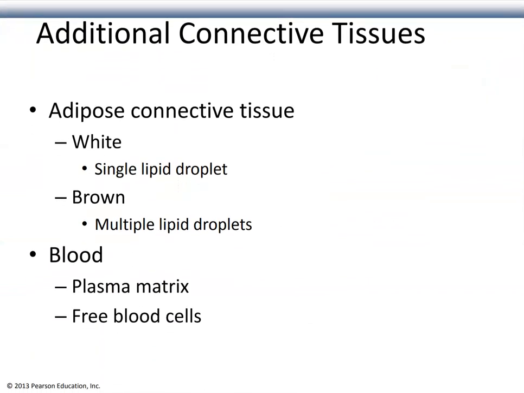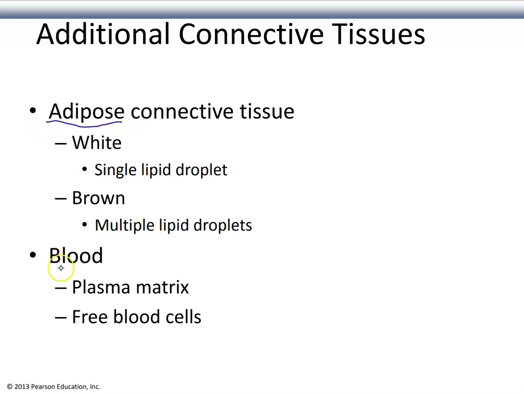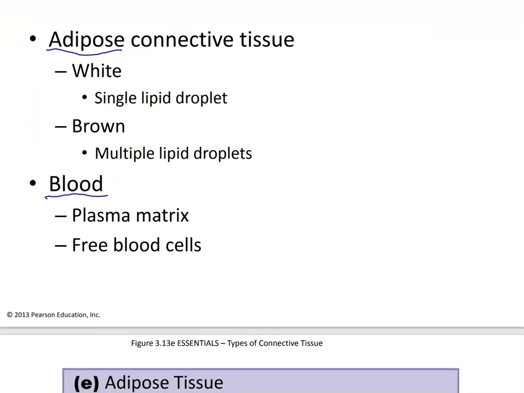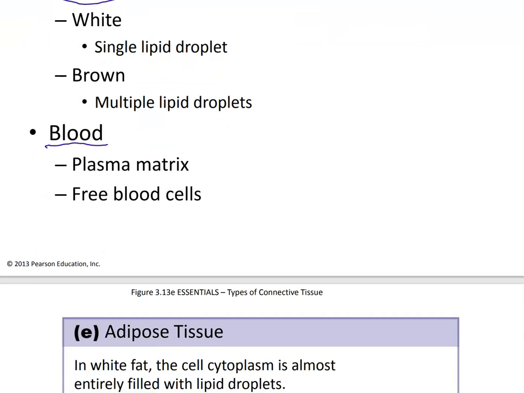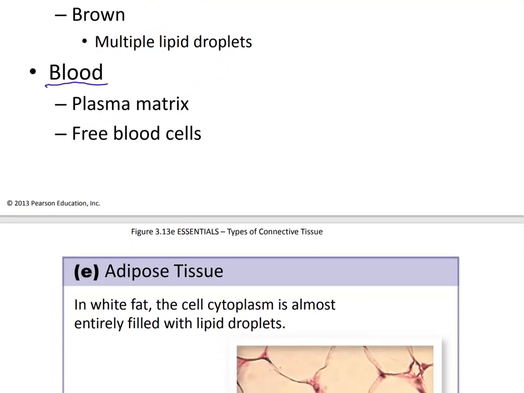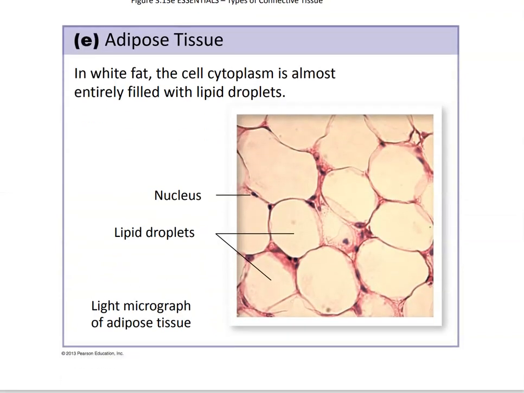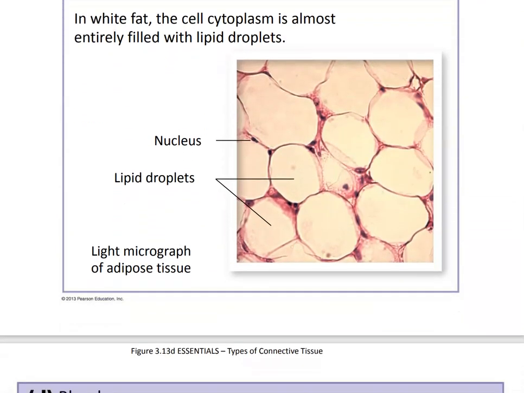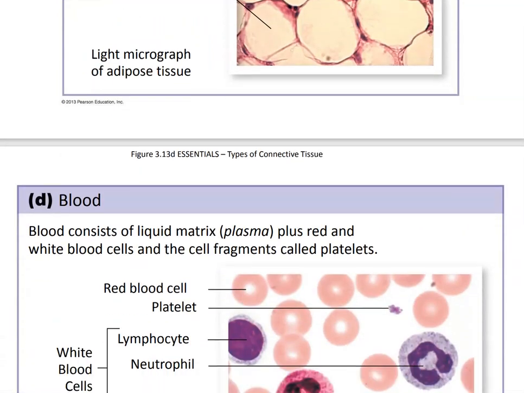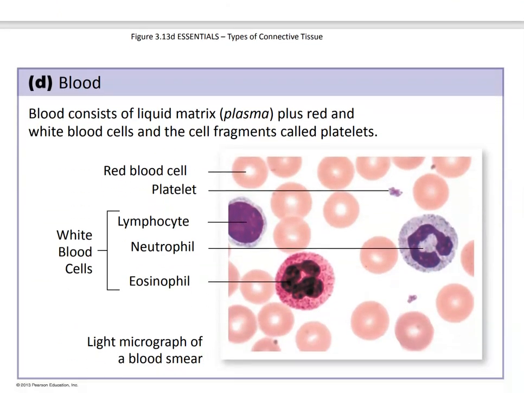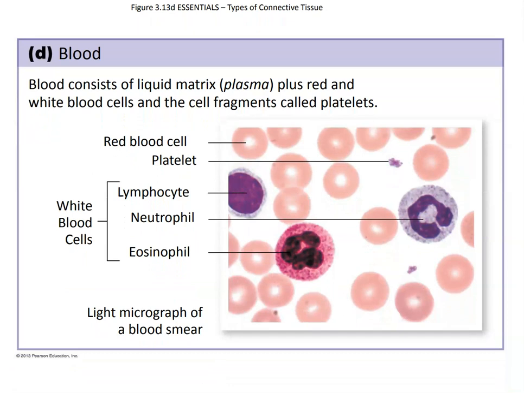Additional connective tissues would be adipose tissue, and we already mentioned blood, which is the only type of liquid connective tissue that we have, where the plasma is the matrix material. As an example of adipose tissue, lots of fat droplets inside these cells. And then here's blood. We have the blood cells suspended in a liquid matrix material, and that liquid matrix material is plasma.